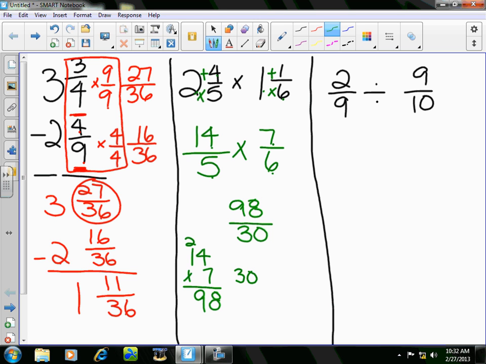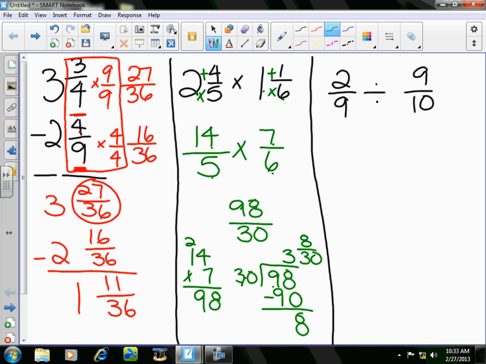So 30 goes into 98. 3 goes into 9, 3 times. 30 times 3 is 90. 98 minus 90 is 8. 30 can't go into 8, so we have a remainder: 3 and 8/30. But when you can reduce, you must reduce.